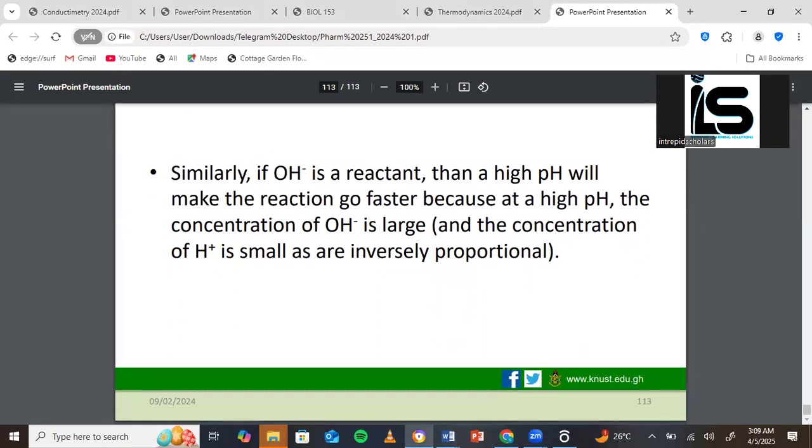So the same thing for OH minus ions, right? We are saying that similarly, if OH minus is a reactant, then a higher pH will make the reaction go faster because at higher pH, the concentration of OH minus is larger, and the concentration of H plus is smaller. Okay, so that is that for that.